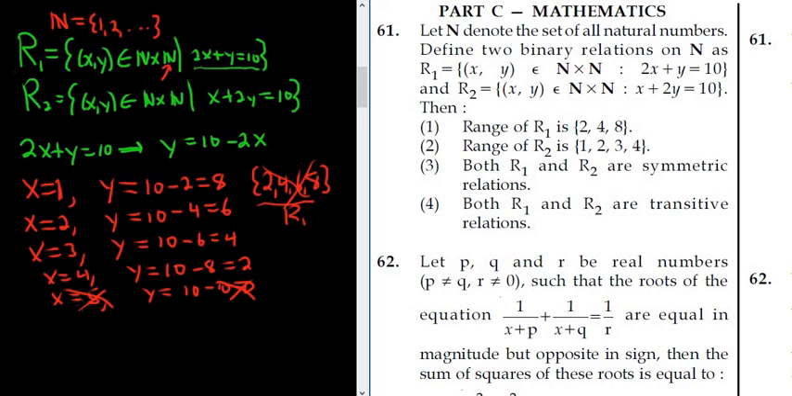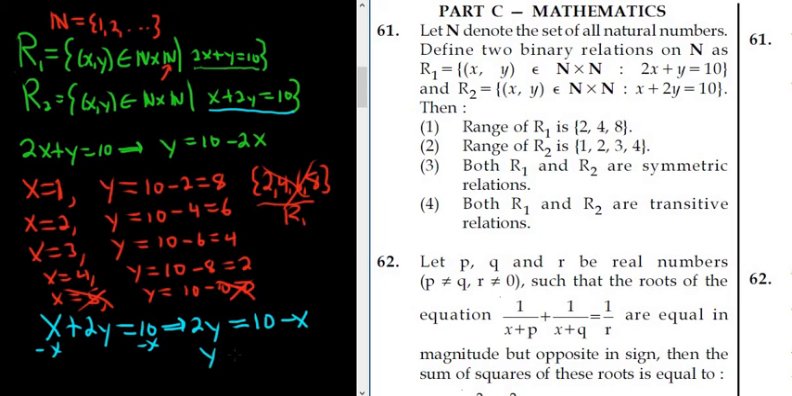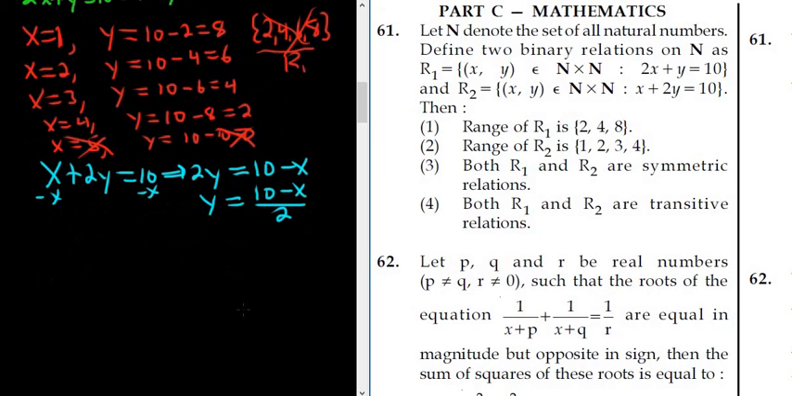Let's find the range of R2. Again, we'll do as we did before. We have x plus 2y equals 10. That means 2y is equal to 10 minus x. Just subtract x from both sides. And then solve for y, so you get y equals (10 minus x) over 2. Again, we'll just plug in x values and figure out the range.